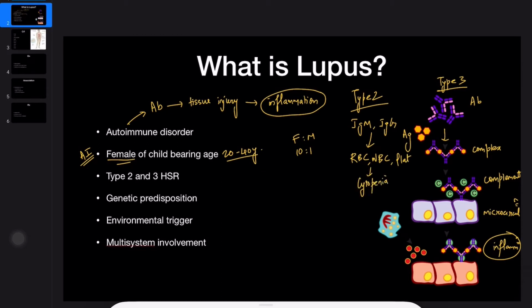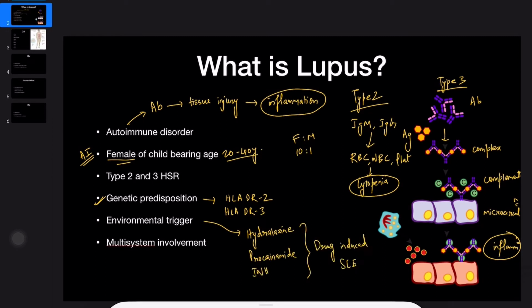There are certain HLA genes which predispose people to SLE, and there are two which are commonly seen in exams, HLA-DR2 and HLA-DR3. Again, this is high yield. Environmental factors like UV light and drugs like hydralazine, procainamide and isoniazid cause drug-induced SLE. Last of all, I want to stress that because of widespread inflammation in the body due to these antibodies, you will see symptoms covering nearly all the organ systems, which you will see in the next slide.